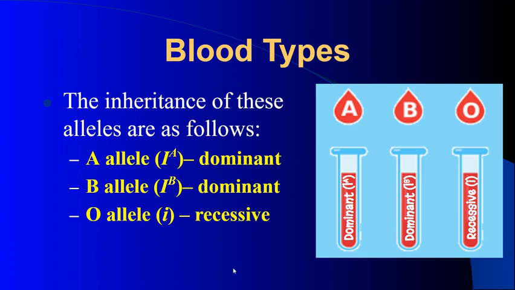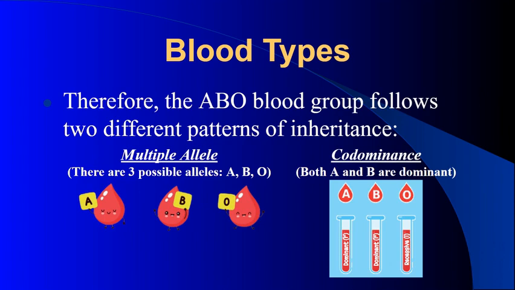So the inheritance of these alleles is as follows. The A allele is dominant, the B allele is dominant, and the O allele is recessive. Therefore, the ABO blood group follows two different patterns of inheritance, and both of these patterns happen to be modern genetics. We've got multiple alleles, in which we have three possible alleles that could be inherited. You could inherit the A, the B, or the O allele. And we also have codominance, in which we have two things that are dominant at the same time. We have A and B, which are both dominant.